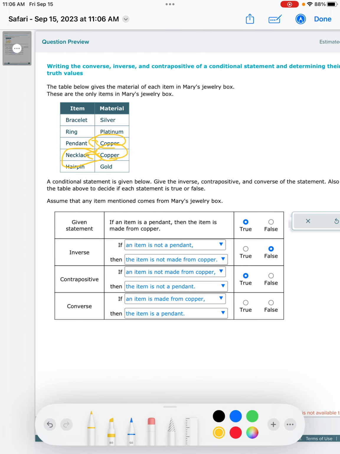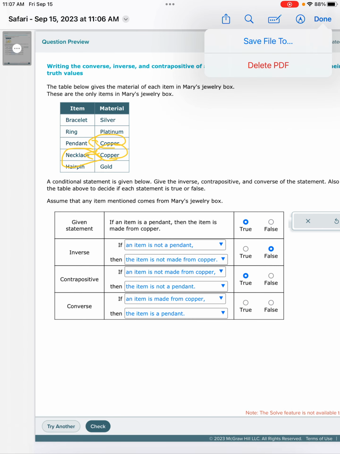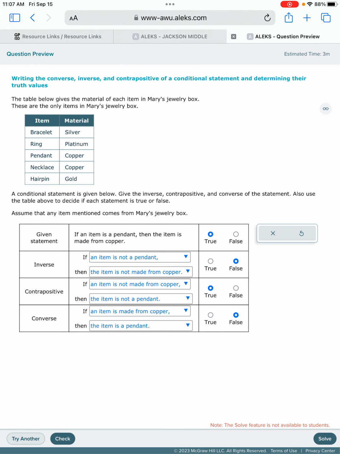So is the converse statement always true? No, it's only halfway true, right? Sometimes we'll get a pendant, but we can also get a necklace, and you didn't tell me that. So that is not a completely true statement. So we're going to actually call that a false statement. Okay? So try to remember or rewind the video, right?